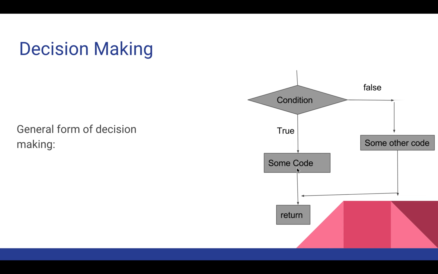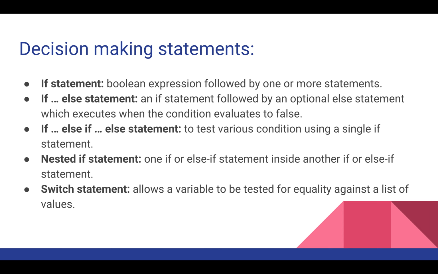Some of the decision-making statements in Swift are if statement. It has a single if condition and executes a set of statements only if the condition is true. If statement can be followed by an optional else statement which executes a set of statements if the condition returns false. You can have chain of if-else statements if there are multiple conditions and you have different set of statements to execute for each of them. You can also use one if-else statement inside another. This type of statements are known as nested if statements.